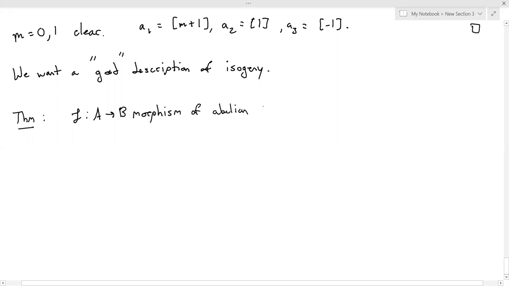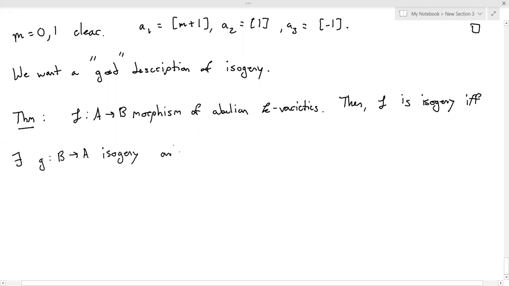Of abelian K-varieties. Okay, so here's the claim. F is an isogeny if and only if there is a G mapping B to A that is an isogeny, and a D, which we'll say is a non-zero integer, such that G compose F is multiplication by D on A. Because F starts in A, so this should be a map from A to A.